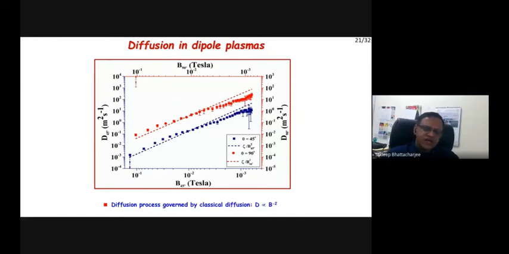What I have plotted here: on the left axis is the diffusion rate at 45 degree, on the right axis is the diffusion rate at 90 degree. The x-axis at the bottom is the magnetic field for 45 degree, and the x-axis at the top is the magnetic field for 90 degree. These are in Tesla. The 45 degree data is in blue squares, and the 90 degree data is in red circles. We tried to fit this diffusion rate, and we found that it fits as 1 upon B square.